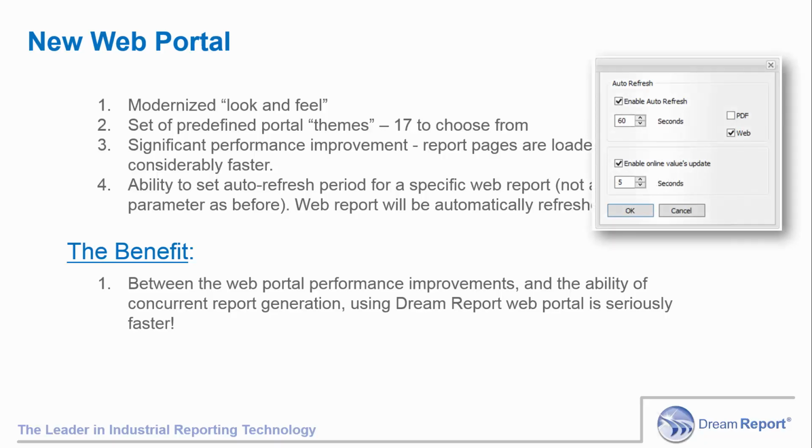Finally, we've also provided the option at the report level to set the refresh rate for data on a web report and the period at which to auto-generate or refresh a complete report. This is especially useful, for example, where a specific KPI report is displayed on a large plant monitor or in an unmanned kiosk, and you want that report to refresh periodically without having other web reports updated at the same time.